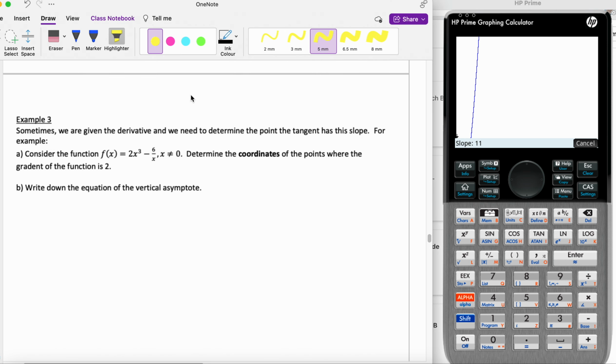Okay, one more. So here, before you do this question with me, could you just change this to 12? Sorry about that, because actually, if this is a 2, then it doesn't have a solution. So sometimes we're given the derivative and we need to determine the points where the tangent has this slope. This is similar to the last question. So consider this function. Remember, this just means that this is a restriction. Determine the coordinates of the points where the gradient is 12. So similar to the mosquito, we need to figure out, hey, where is the derivative 12?